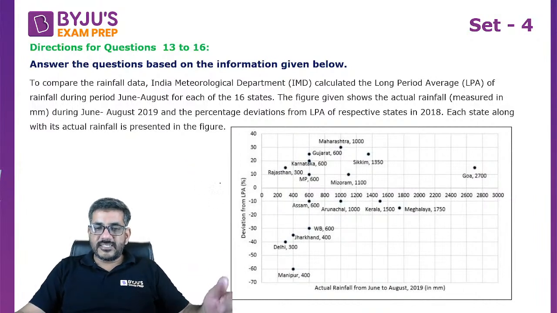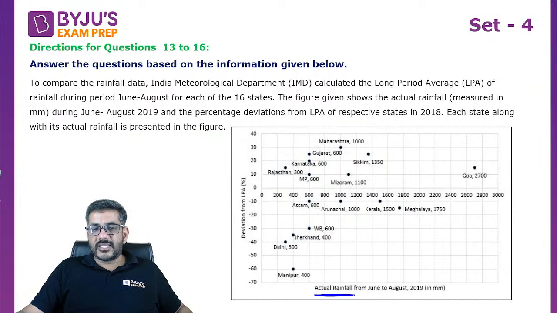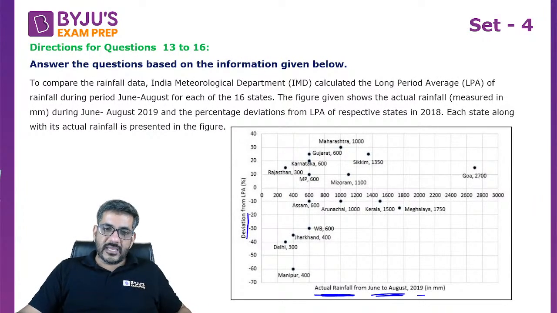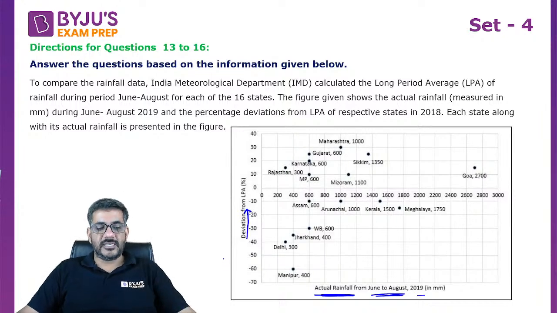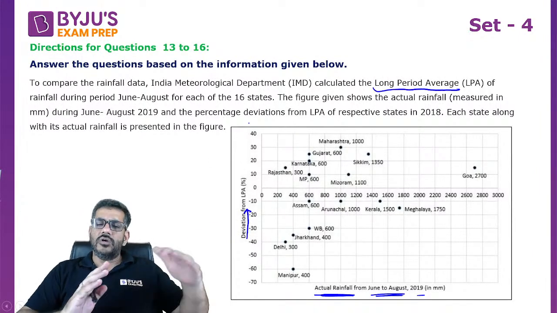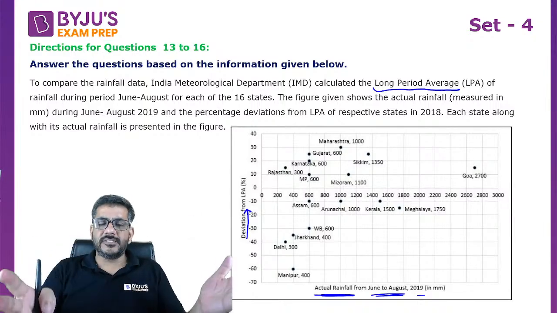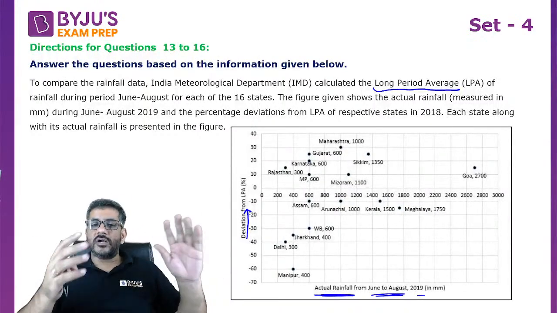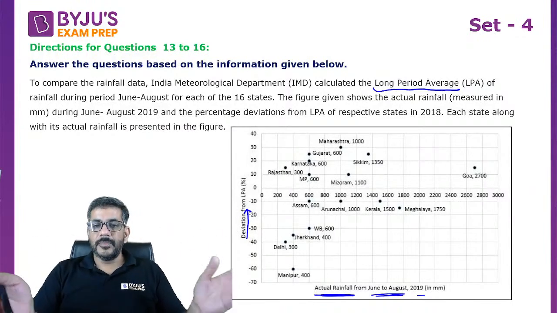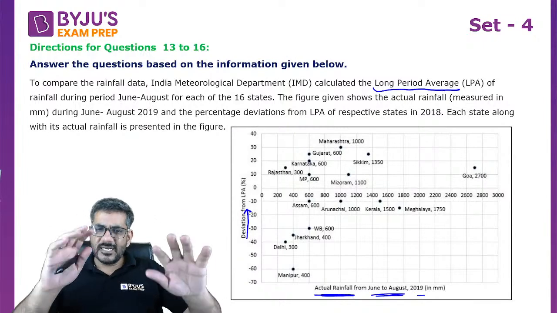So here what is he giving you? Actual rainfall is given from June to August 2019. Deviation from the LPA is given in terms of percentages, that is, how much it deviates from the LPA. What is LPA? It's a long period average, right? So there was some long period, and if that period is needed anywhere, he would tell you. So whatever is the long period average, how much is the deviation from that? That is also mentioned.